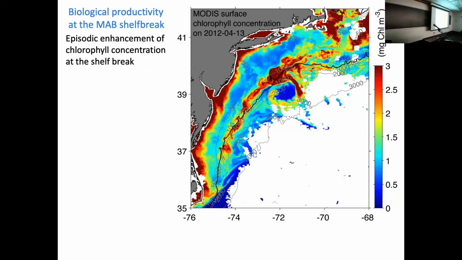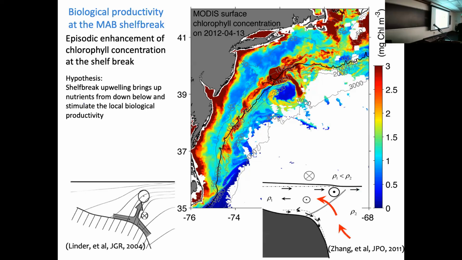And then, why do we care about this region? One of the reasons, at least, is that the biological productivity in this region is relatively high, as shown by this satellite chlorophyll image at this particular time. So you can see that right along the shelf break, the black line, the surface chlorophyll concentration is relatively high throughout the shelf break. So that's one reason. And then the question for that is, why? What caused this enhanced concentration of chlorophyll?